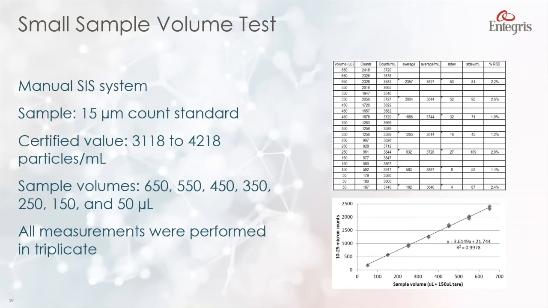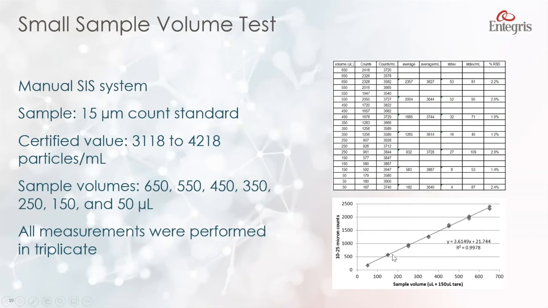This is data from a study we performed to really determine the smallest sample volume we're comfortable measuring. We took the USP count standard, which has a known concentration, and we reduced the sample volume from 650 microliters down to 50 microliters. We looked at the counts in each measurement, calculated back to the counts per mL, and checked the accuracy here and the repeatability, defined as a coefficient of variation or the percent RSD.